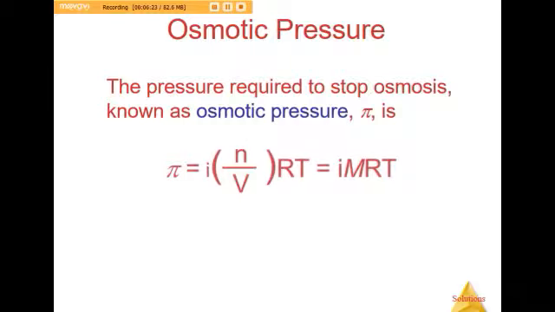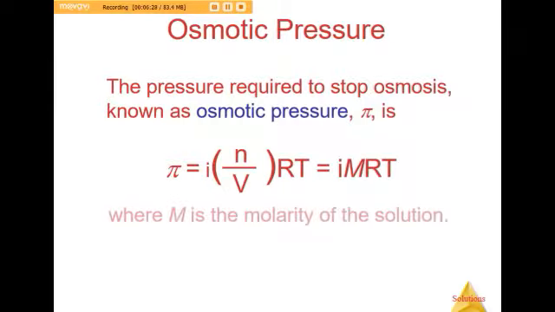Now, in chemistry, we can actually measure this, and we represent it by capital letter pi, and we'll notice that this equation very much resembles the ideal gas equation. So focusing on the part on the left, it says that pi is equal to i n over v RT. And the reason i is there is because this is a colligative property. That means that the type of solute doesn't matter, it's just the number of particles free in solution.